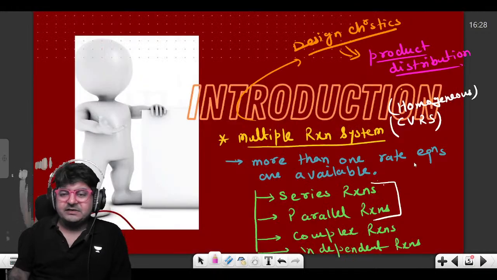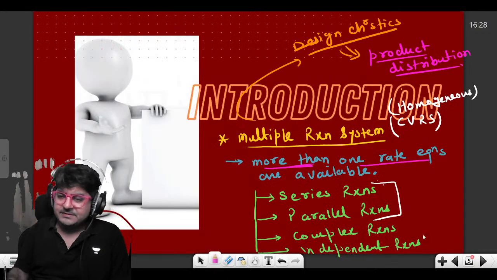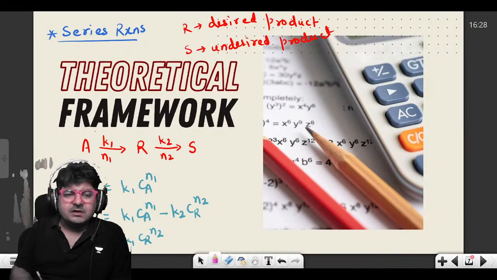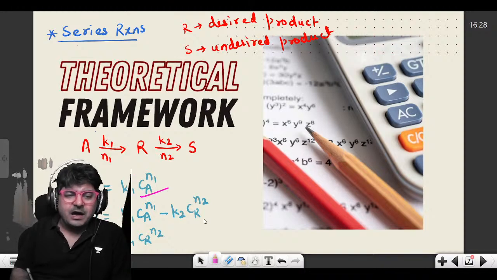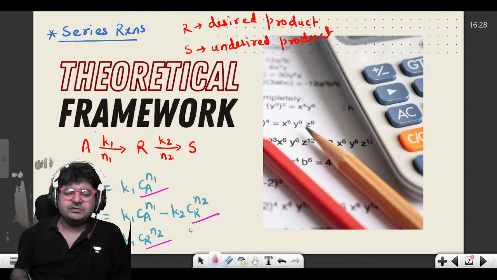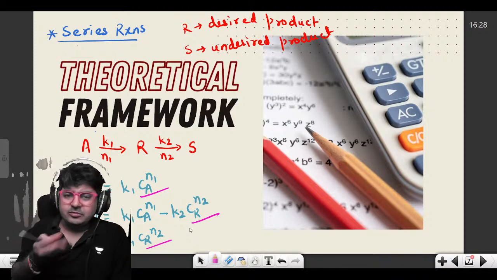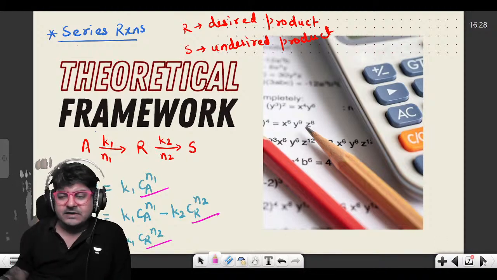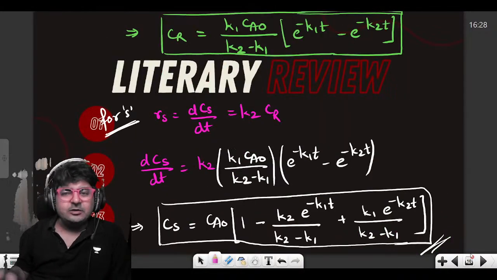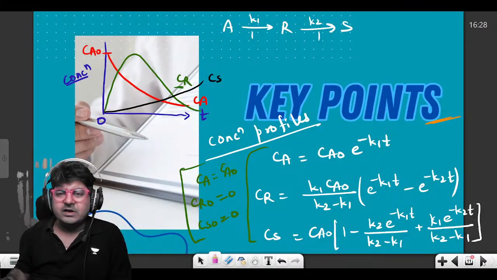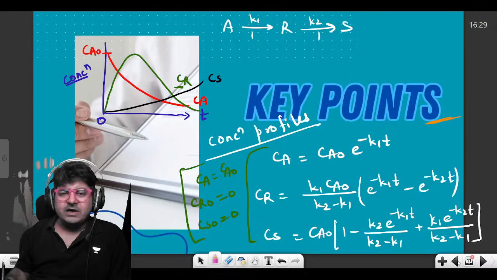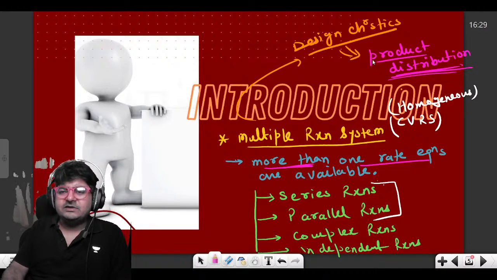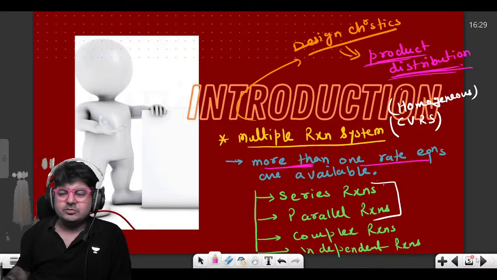But in case of a multiple reaction system, we have more than one rate equation. Like you can see in this example, in this series reaction, for A this is the rate equation, for R this is the rate equation, for S this is the rate equation. So different rate equations are there. You can see the nature. I hope you are understanding these cases. We don't look at the conversion. We don't care about the conversion of A. We care about the product distribution, to decide the extent of reaction, to design the reaction.